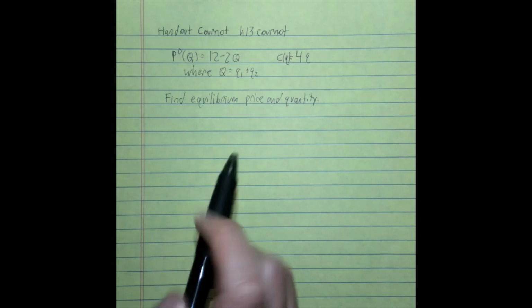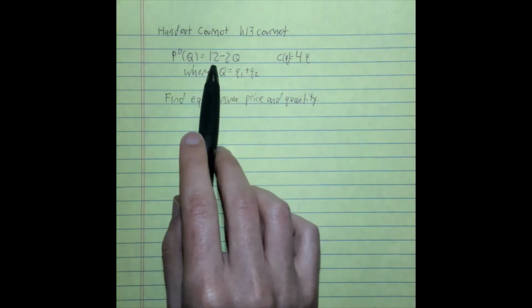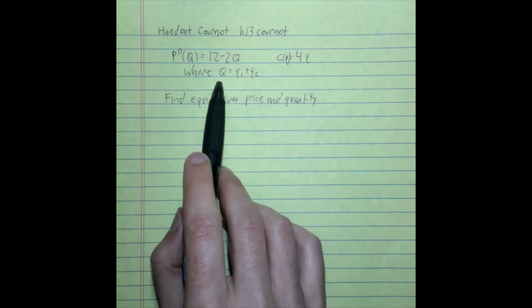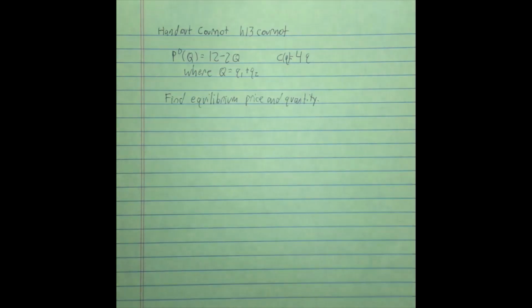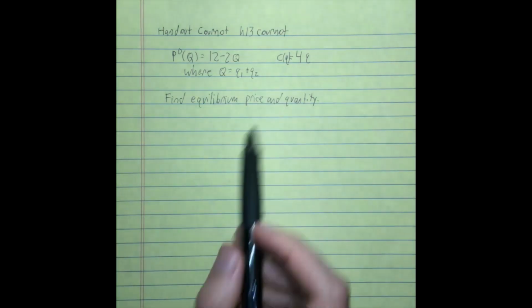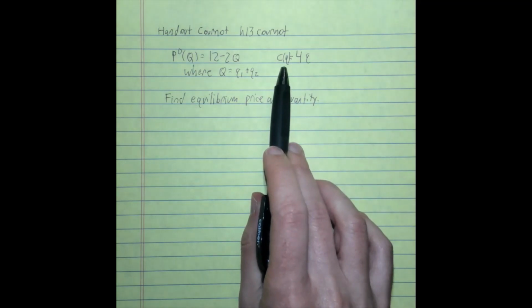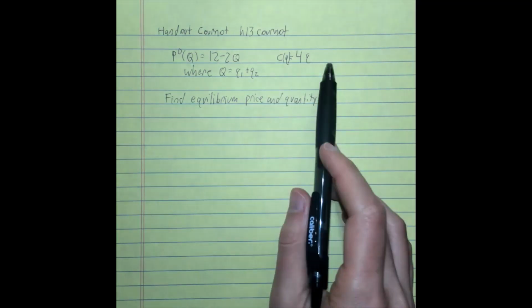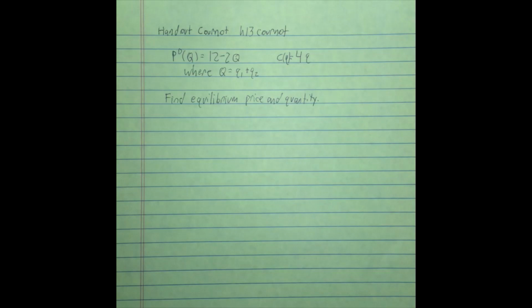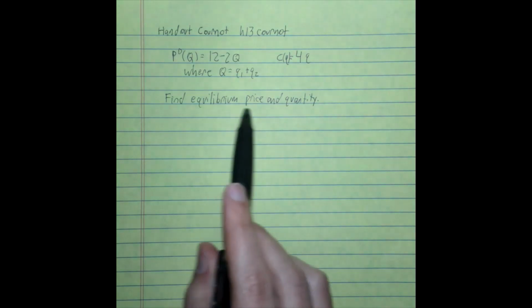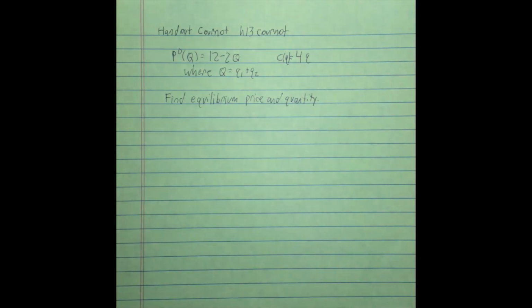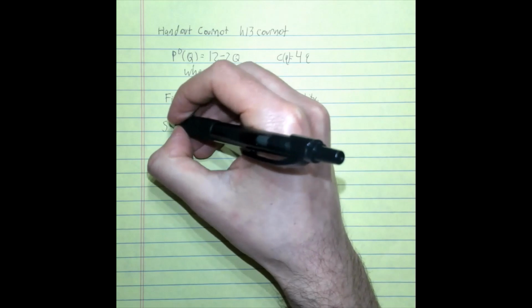In this handout, we have an inverse demand curve of 12 minus 2Q, where capital Q is just Q1 plus Q2. It's always going to be that. And each firm has a cost curve C equal to 4Q. The goal is to find the equilibrium price and quantity. The first thing we want to do is find each firm's best response function.